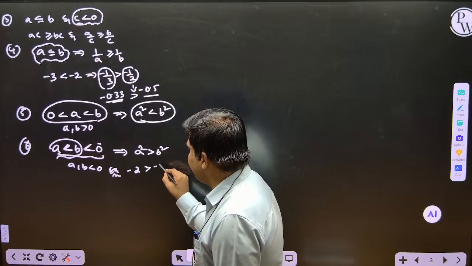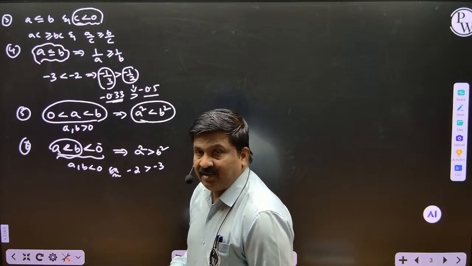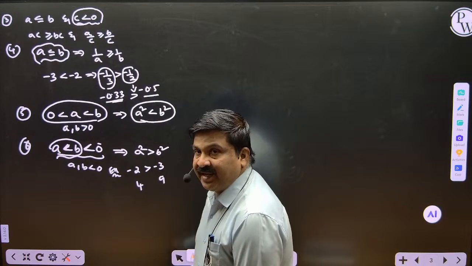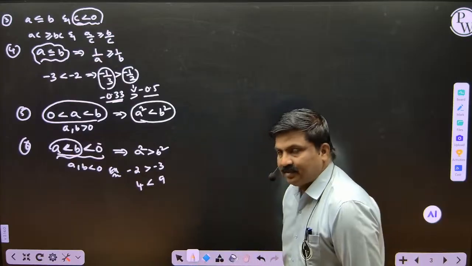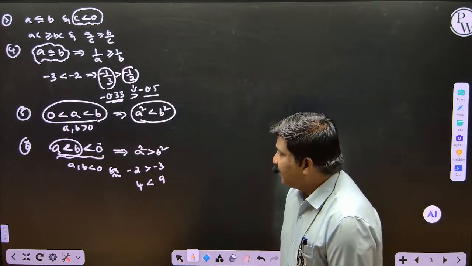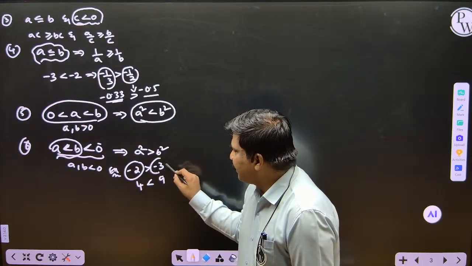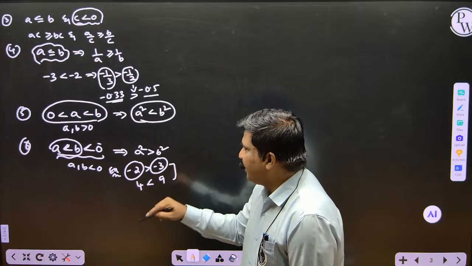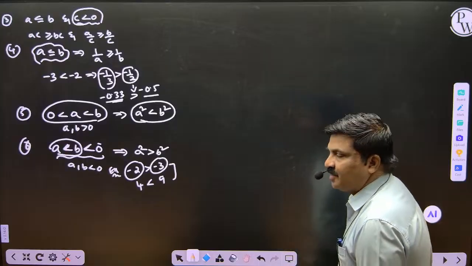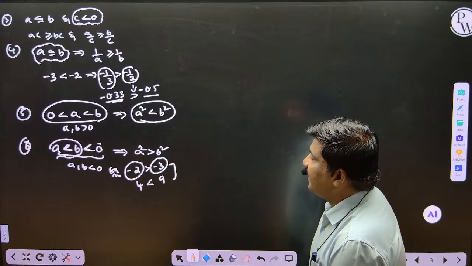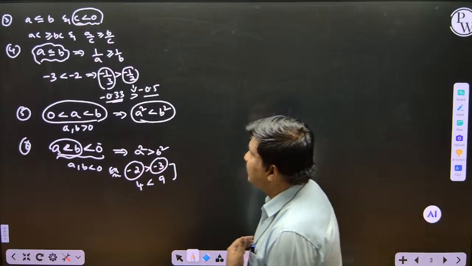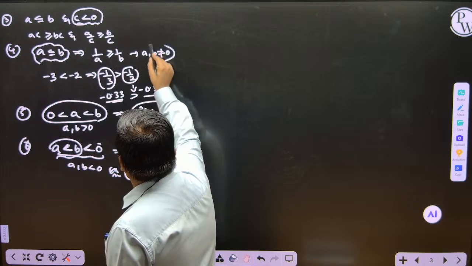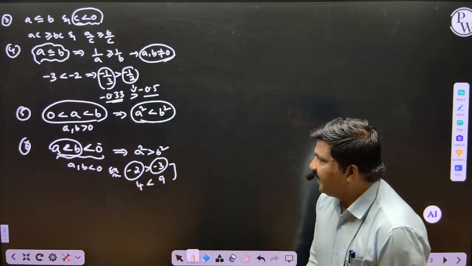For example, see here, minus 2 is greater than minus 3. Square it. What happened? Minus 2 square is 4. Minus 3 square is 9. So 4 is less than 9. Why did it happen? Because both the numbers are negative numbers. By squaring them, the inequality will change. In these cases, compulsorily A, B should be not equal to 0. So certainly the inequality will change.